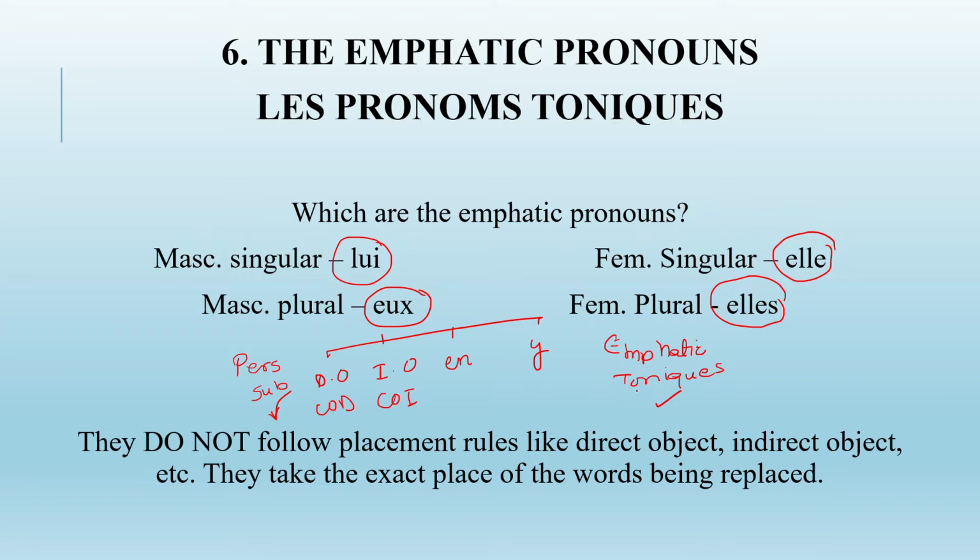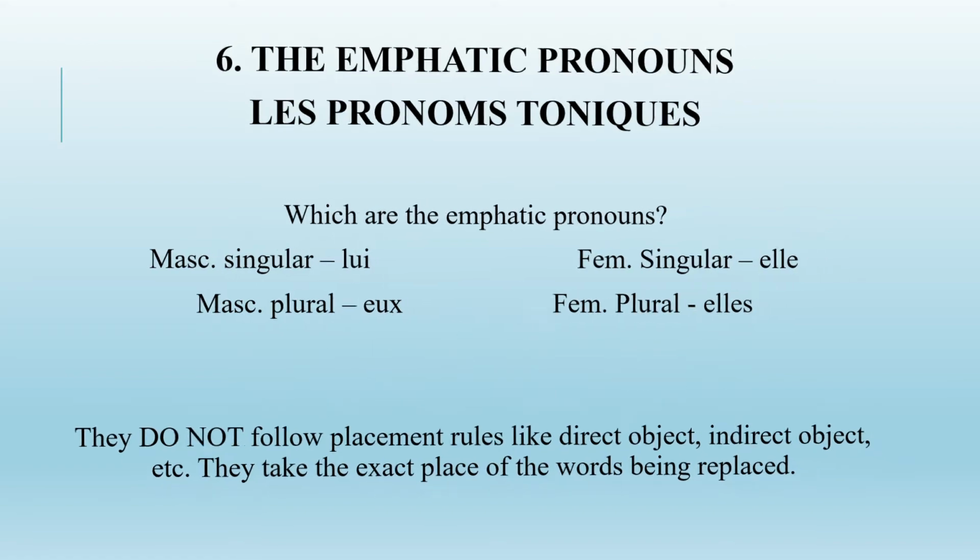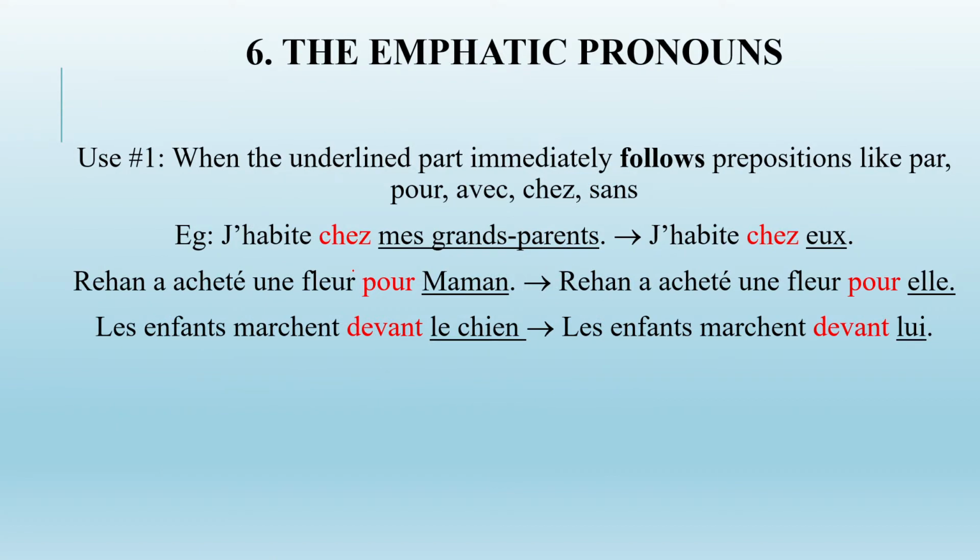So now there are 5 different situations in which we use the emphatic pronoun, so let's look at them one by one. The first use is when the underlined part immediately follows a preposition, okay, like par, pour, avec, chez, sans, etc. Immediately follows, okay, that means the preposition comes before the underlined part, it's not included in the underlined part, okay. So j'habite chez mes grands-parents. Can you see this preposition in red, chez? It has come before the underlined part. So you have to replace the underlined part with an emphatic pronoun. Which one? Mes grands-parents, masculine plural, will be eux, and can you see how it's been dropped in the exact place of the underlined part? Yeah, so that is how you have to deal with the emphatic pronouns.